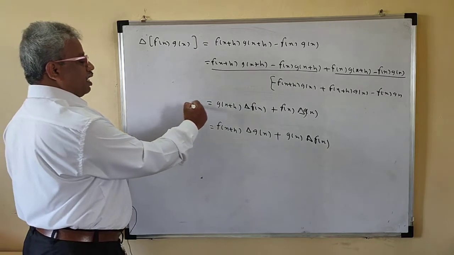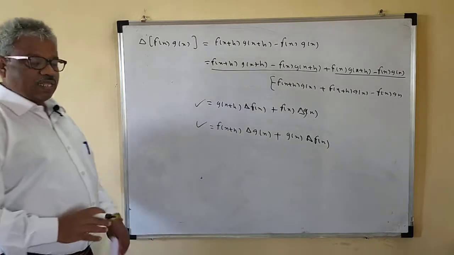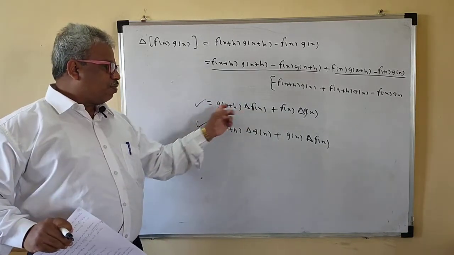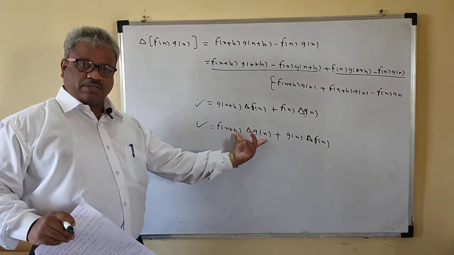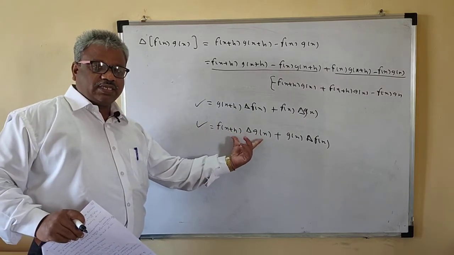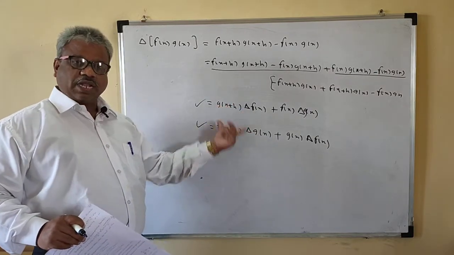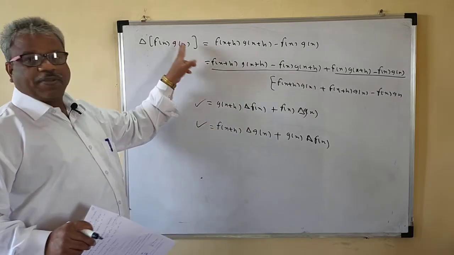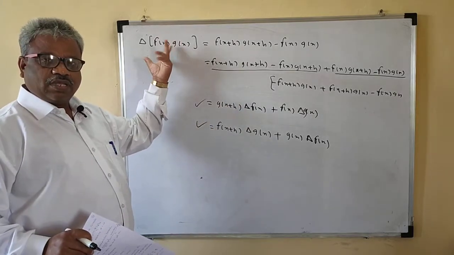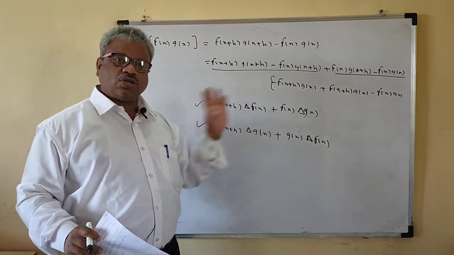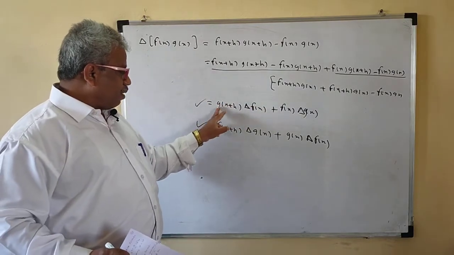Now both the formulas are correct. If you change the role of f and g here, you get this one. That means both are the same, because f of x into g of x is the same as g of x into f of x. So you can change the roles of f and g here. So what here? f of x plus c.